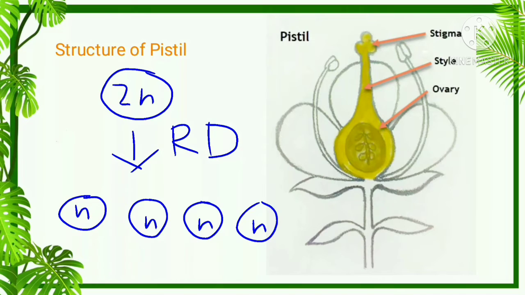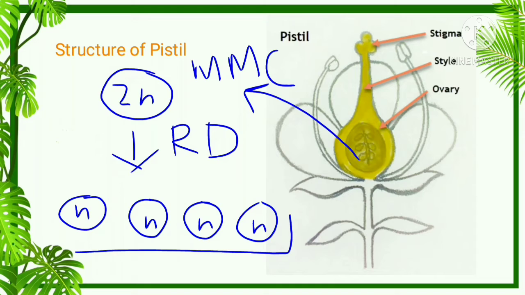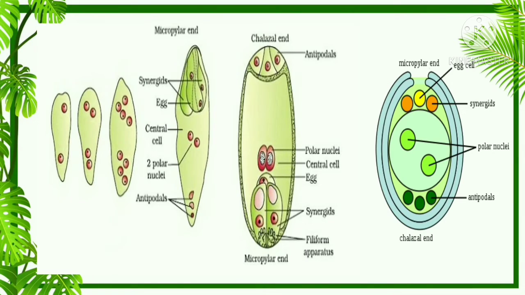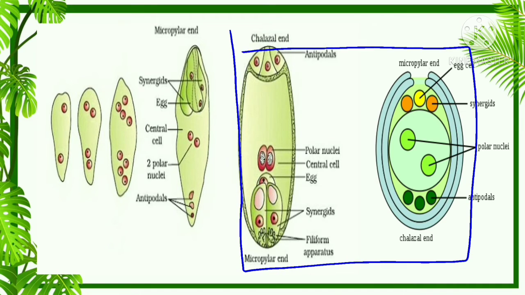Generally each ovule has a megaspore mother cell which undergoes reduction division to form 4 megaspores, of which 3 disintegrate and only one develops into the embryo sac. Embryo sac, we can see here, it is a 3-celled structure.